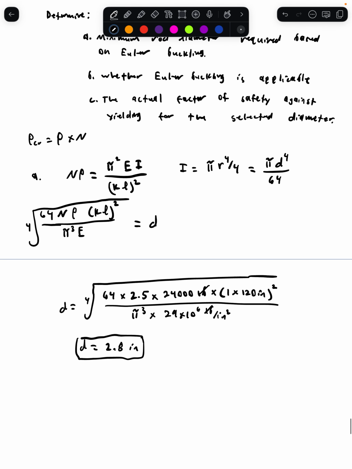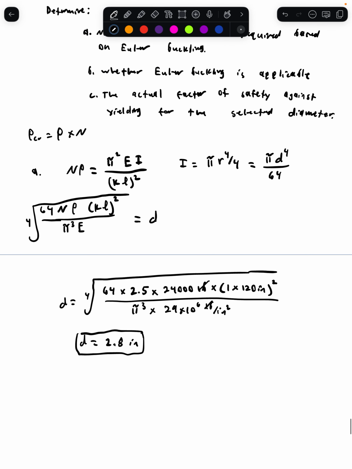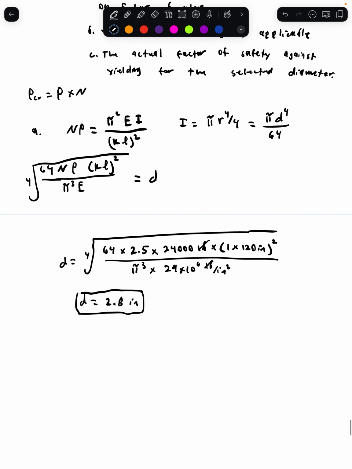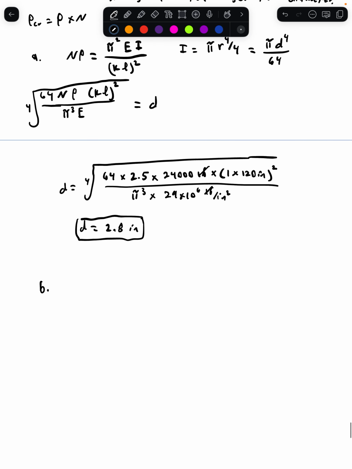Okay, so for part 2, we need to determine whether Euler buckling is applicable. Another way to word that is, it's basically asking, is this a long column or an intermediate column? Because we assumed it was a long column to solve this, and now we're going to determine whether that is accurate.